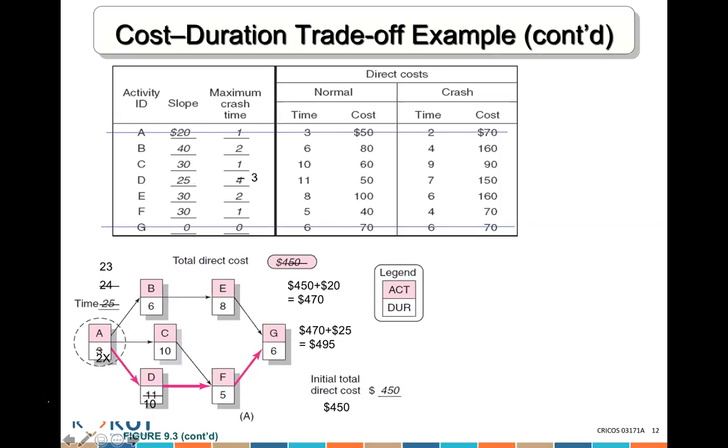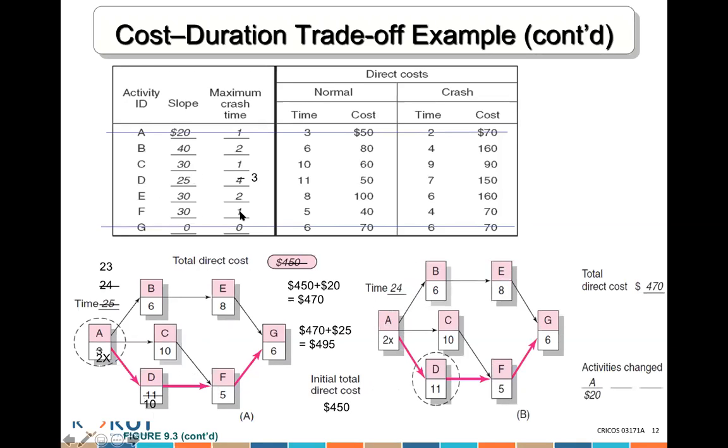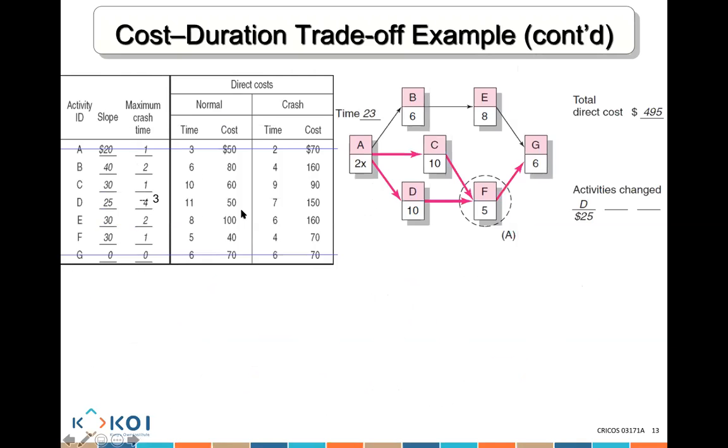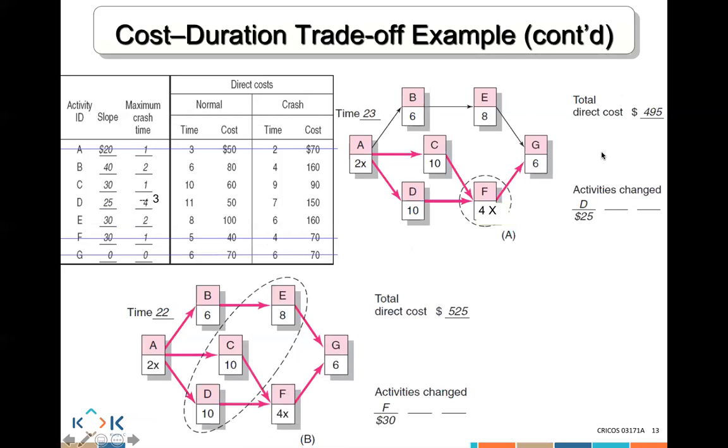Now, if I crash F, what happens here? Instead of the 1, what do I have? We will have 0 crash time and it will increase the cost by 30. Correct. So F becomes gone, and instead of 5, I would put 4x because I can't crash it anymore. And to the 495 that I have, I have to add an extra $30.